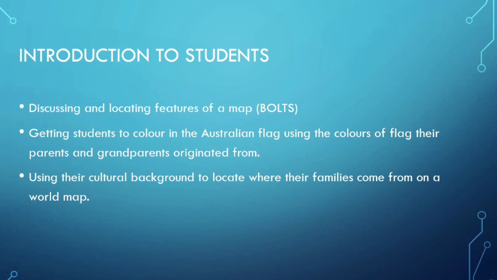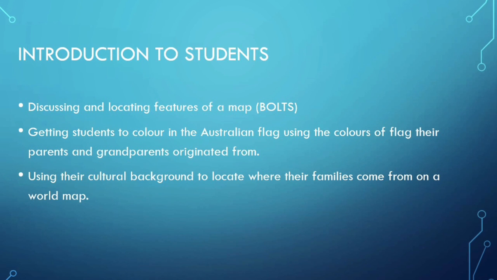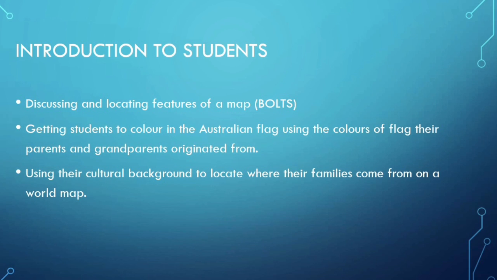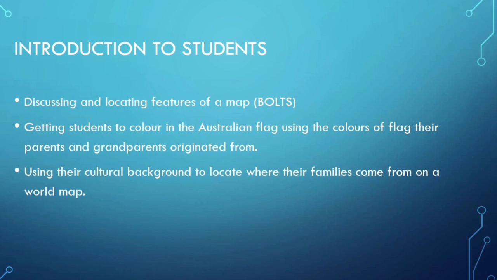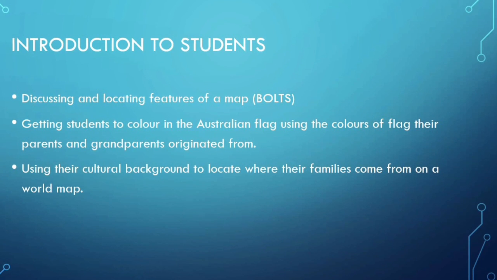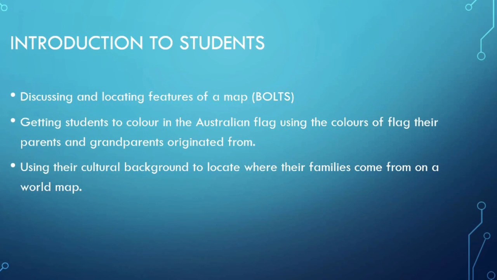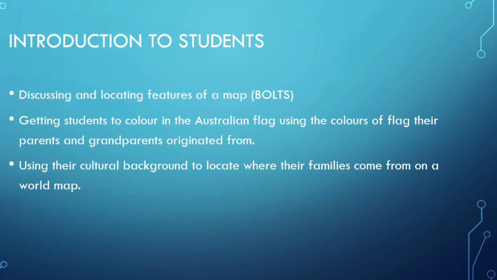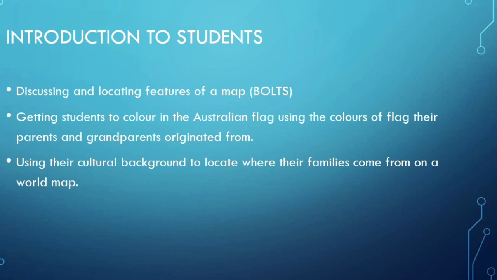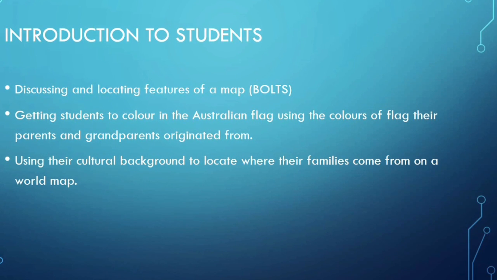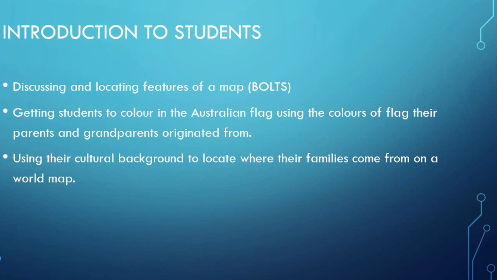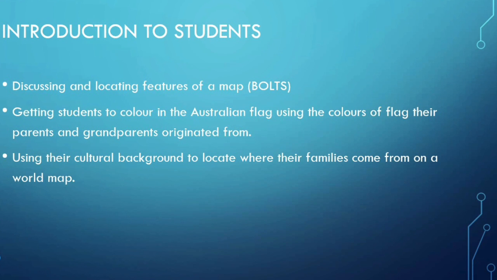These initial activities can be quite general and broad, but get students thinking about their place in the world, as well as mapping. Two ideas for these activities are discussing and locating features of a map, including the border, orientation, legend, titles, and scale, also known as BOLTS. Getting students to colour in the Australian flag using colours of the flag from which their parents and grandparents originate or migrated from, as well as using their family background to look at a world map to identify where their families come from.